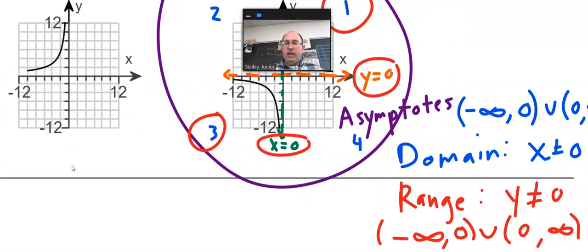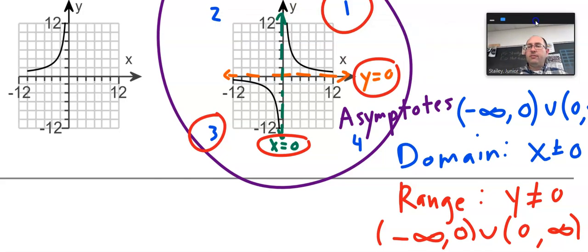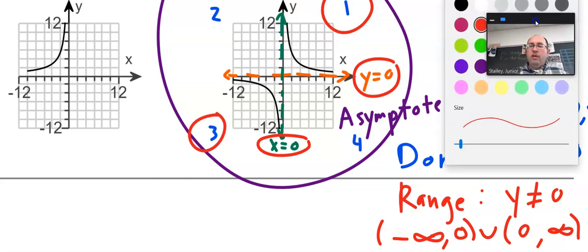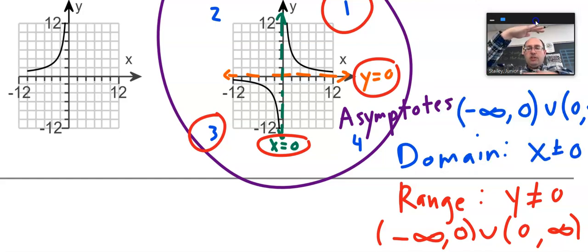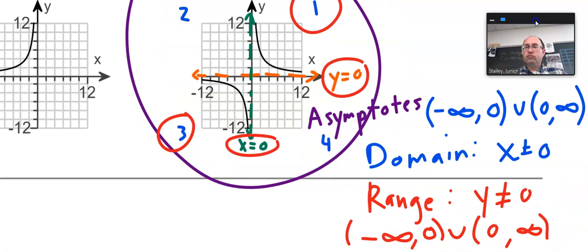What about domain and range? Remember that I talked to you about smashing the entire graph onto the x-axis? Well, the only thing that wouldn't get covered is 0 itself.